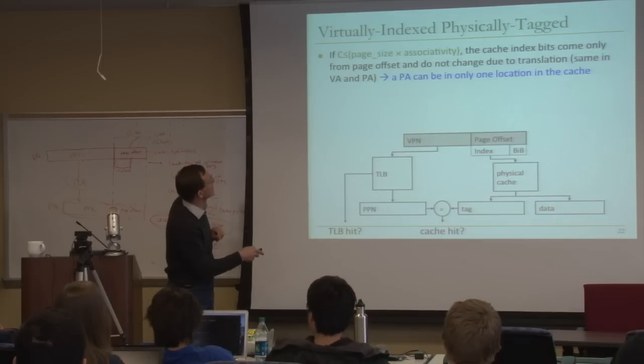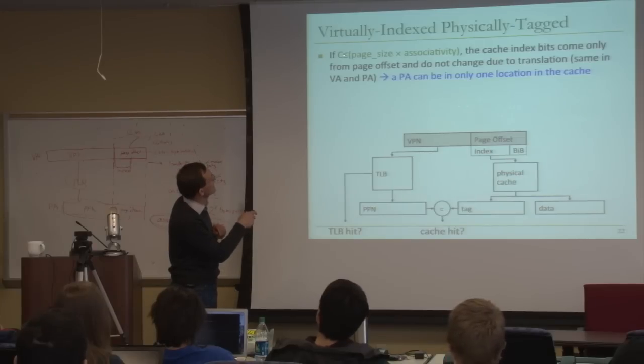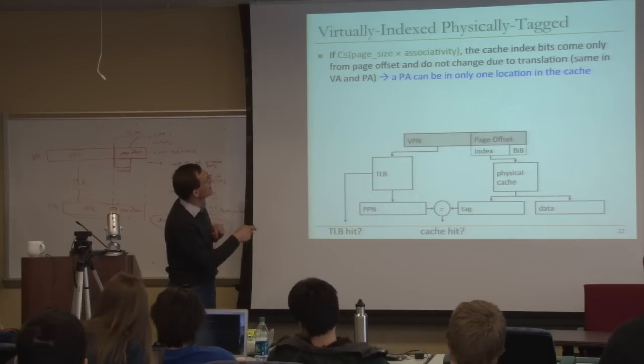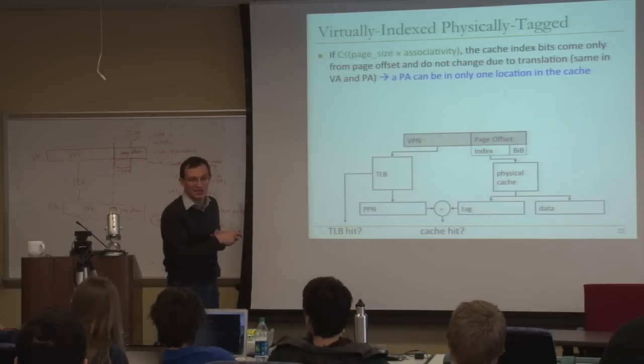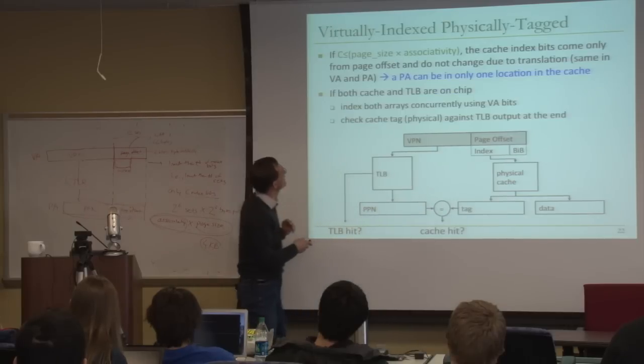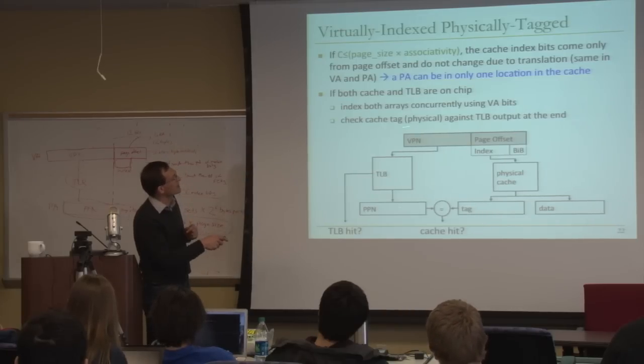But this also limits the cache size to page size times associativity, or less than that. Put another way, if cache size is less than or equal to page size times associativity, the cache index bits come only from the page offset, and they do not change due to translation, because only the virtual page number changes during the translation. And as a result, a physical address can be in only one location in the cache, right? Because you essentially index the cache and tag the cache with physical addresses. Well, that's what a virtually indexed physically tagged cache is, basically. I've already described this to you.